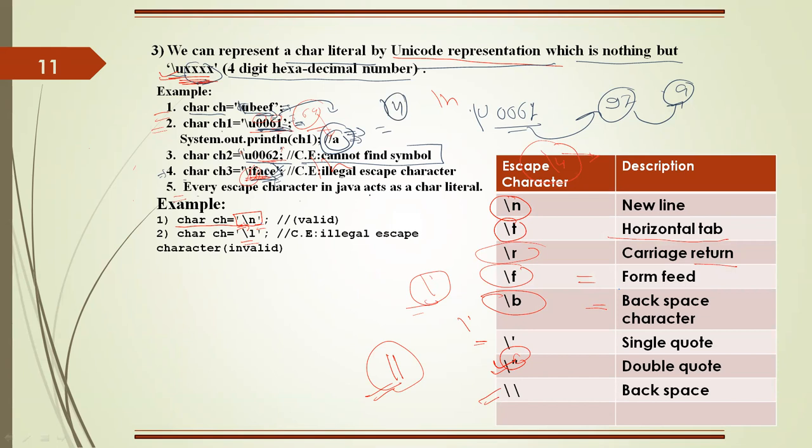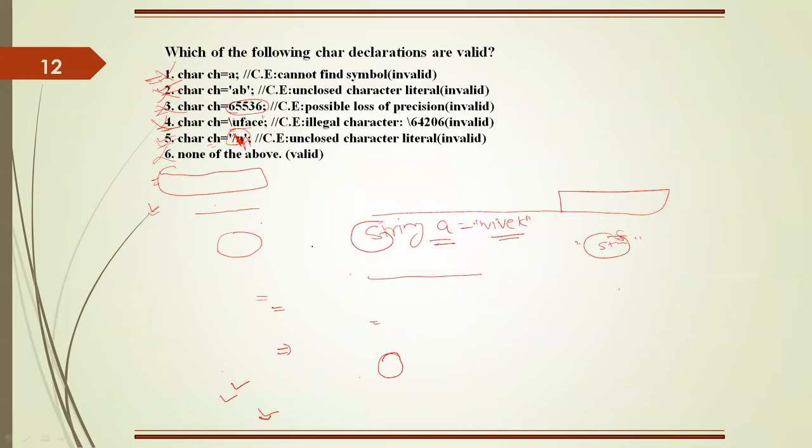Every escape character in Java acts as a char literal. Like \n, if you take slash n, it gives a new line. \t is horizontal tab, \r is carriage return, \f is form feed, \b is backspace, \' is single quote, \" is double quote. If you take \b in single quotes, backspace will come, so this is valid. In single quotes you can declare these. L is not in that list of escape characters, so you cannot use it. The escape characters are \n, \t, \r, \f, \b, single quote, double quote and backslash. I have shared the PPT, you can go and revise one more time.